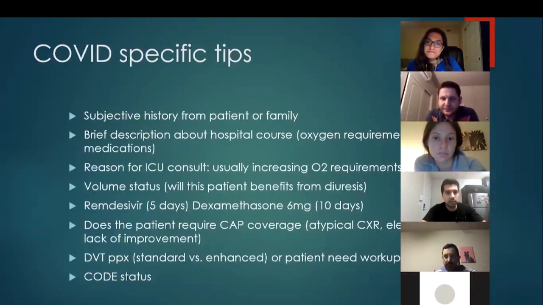So it's a good time to plant the seed in their head when you see them for the initial consult, and ask them to talk to their family about it. I've had patients who tell me, I think if I don't look like I'm improving after a week, I don't think I would want to go through being on the ventilator if the team thinks that I'm not going to make it.